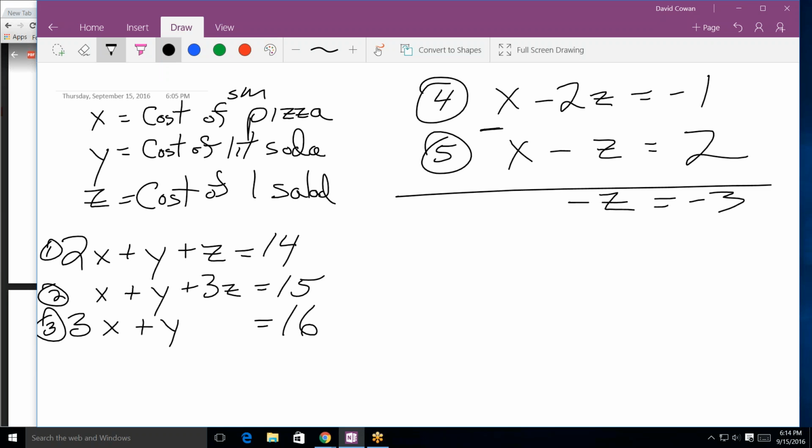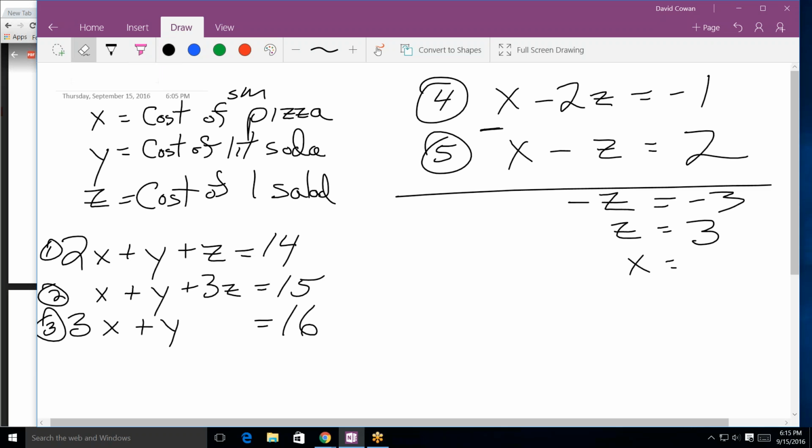Which means z is equal to what? Z is equal to 3. Okay. Which means x is equal to what? And you're always going to go back to either equation 4 or 5. So x is equal to 5. In other words, 5 minus 3 equals 2, so x has to be equal to 5.